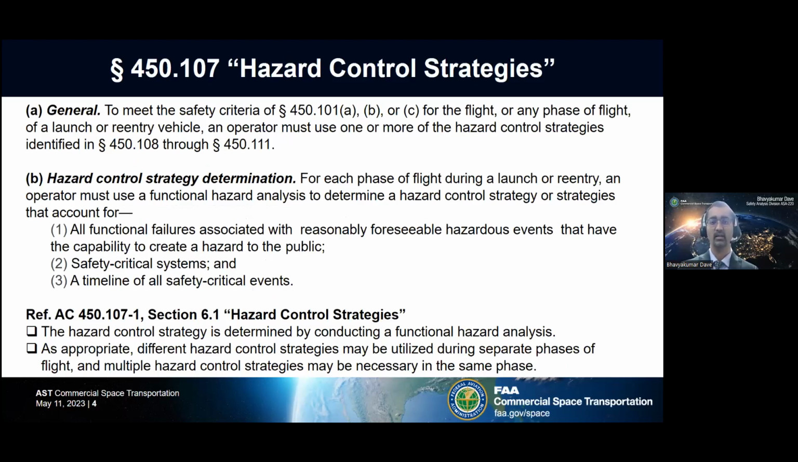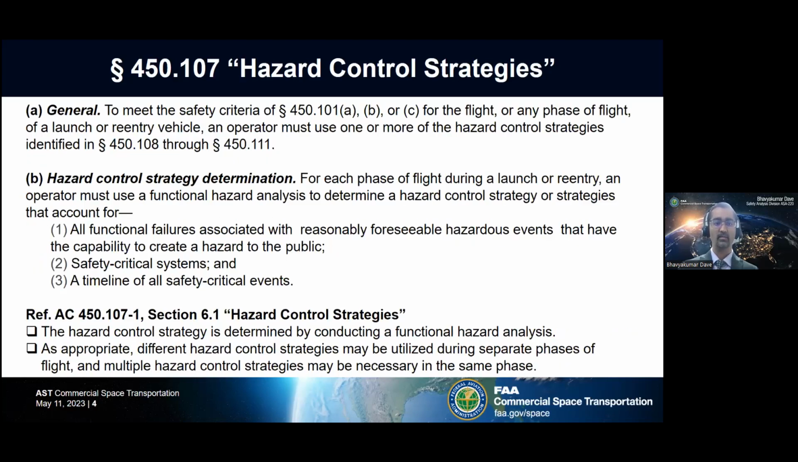107A specifically requires that to meet the safety criteria of 101A, B, or C for the flight or any particular phase of flight of a launch or reentry vehicle, the operator must utilize at least one or possibly more hazard control strategies as identified in 108 through 111. In the next slide, we're going to discuss in more detail what these four approved hazard control strategies are. I'd also like to mention that 101A and B are the launch and reentry public risk criteria, and 101C is the high consequence event protection criteria, and these are related to the flight safety analysis.